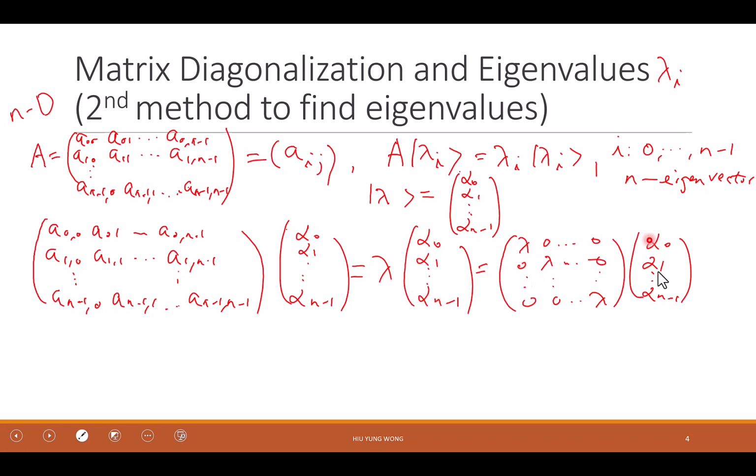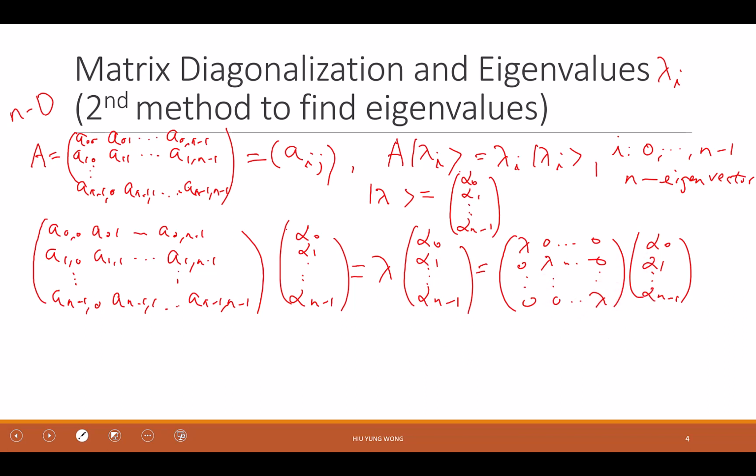What is the result of this matrix times this vector? Lambda alpha 0 plus 0 times the rest. Then 0 times alpha 0 plus lambda times alpha 1 plus 0 times the rest, right? So you see that this diagonal matrix, once you do the multiplication, you get the same as this one, right? Is this clear? I know all of you know this well, right? But we cannot make any mistake. Just let me know if this is clear.